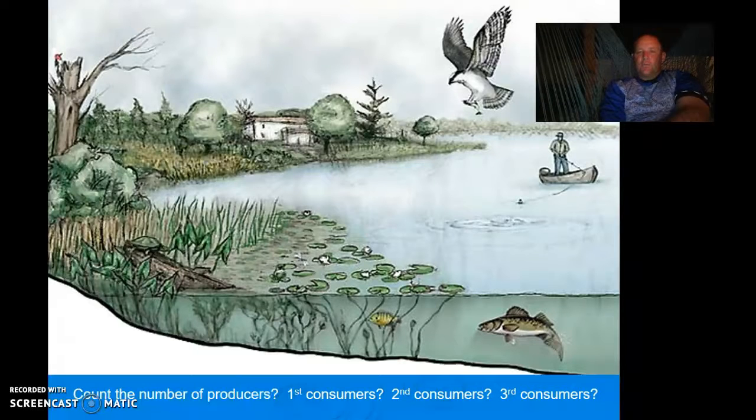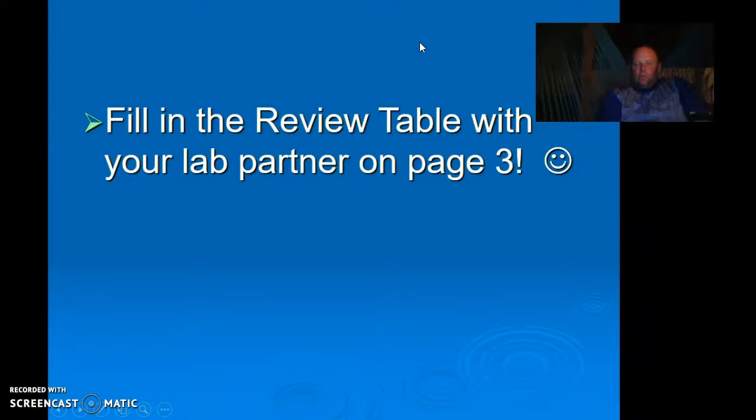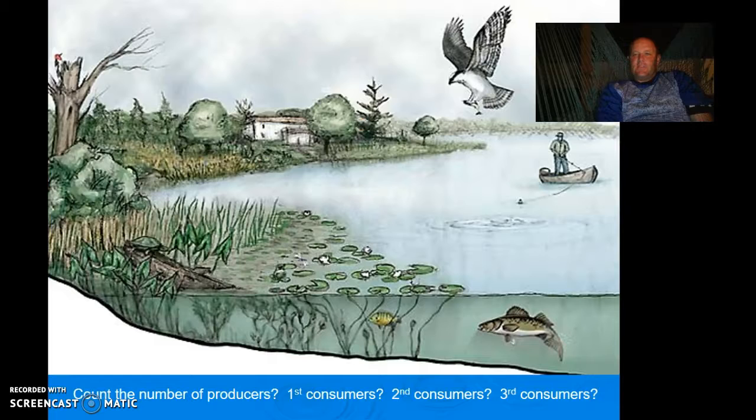If we look at the osprey, and again I'm pointing, I'm sorry, deal with it, I told you I'm brand new to this. If we look at the osprey right here, the osprey's primary goal is to be able to eat these fish that are down in the bottom. So it becomes a tertiary consumer as well as the fisherman in the boat.